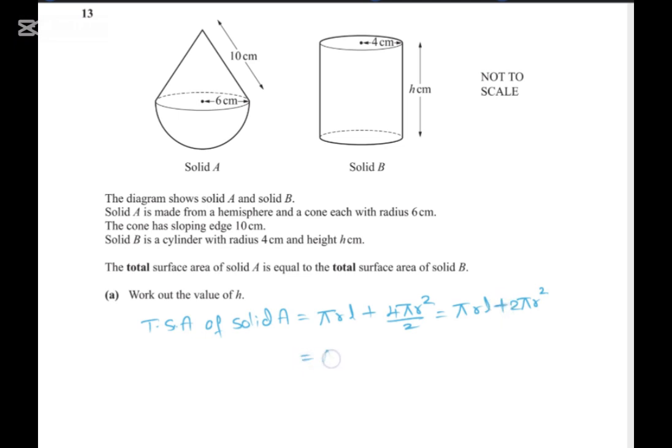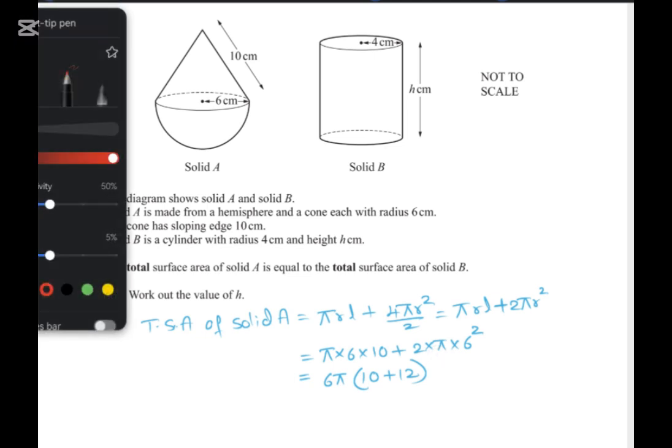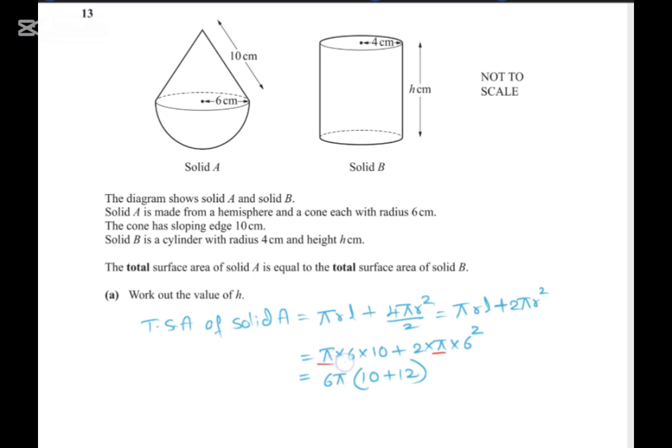Now pi r l will be pi into r is 6 into l is 10, plus 2 into pi into 6 square. This is the total surface area of solid A. For this you can even take 6 pi common and write here 10 plus 2 into 6, 12. I have taken pi common and 6 common because there are two 6s here, so one 6 is left out. So 2 into 6, 12, I wrote. This is the way I have simplified it.